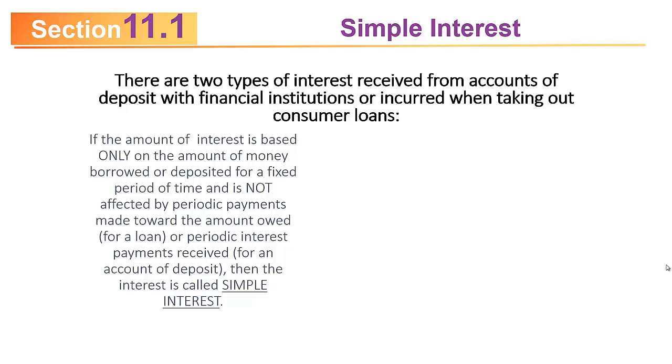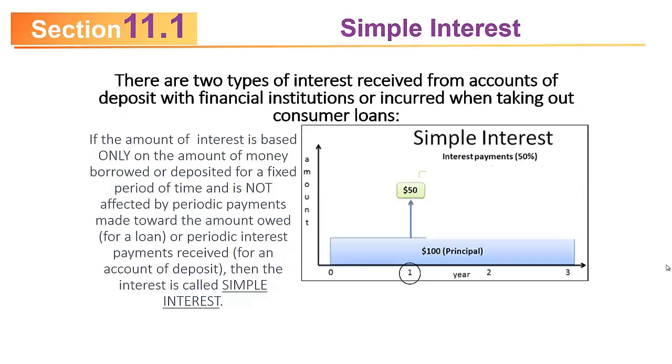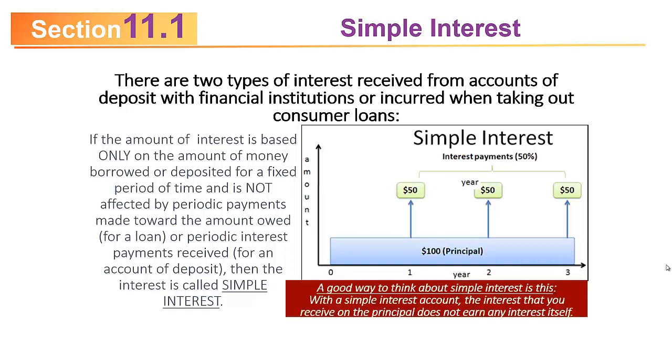is called simple interest. Take a ridiculous example where you had 50% interest payments, simple interest payments. If you start out with $100, after year one, 50% of 100 is 50, you'd get a $50 payment. After year two, you'd get a $50 payment, and after year three, you get a $50 payment. The simple interest idea is that the principal stays the same and you get a certain amount off of that each year. That's simple interest.